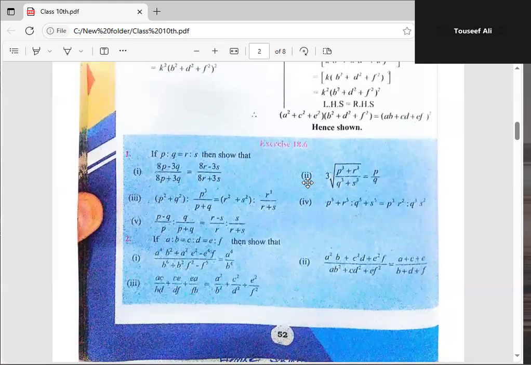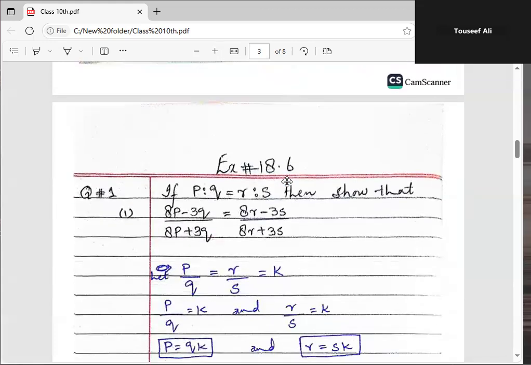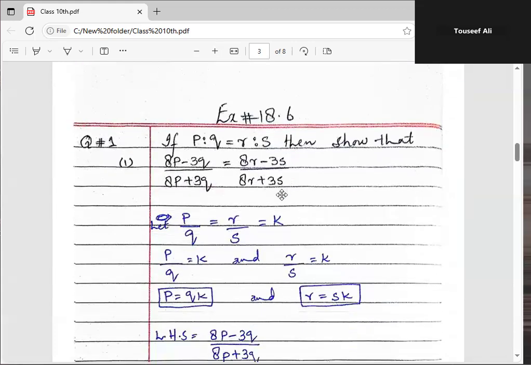Now we are going to start exercise 18.6. I hope it is clear for all. The examples are clear for everyone. So now we are going to start exercise 18.6. First, in exercise 18.6, question number 1, bit number 1.